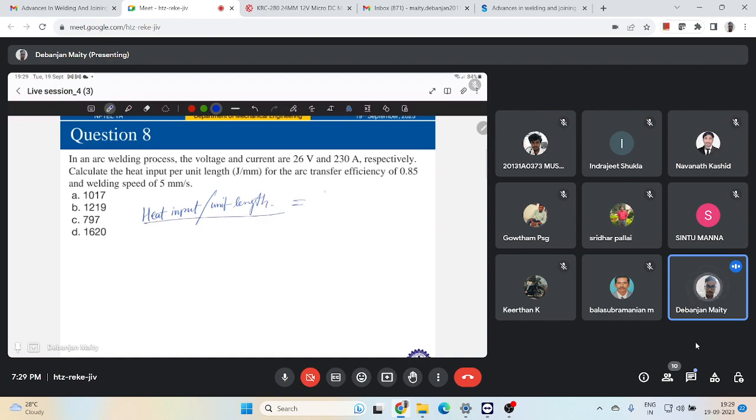That is defined as Q by V: my total heat flux which is coming in, divided by the welding speed. Now what is the total heat flux coming in? You have your voltage, your current, and your arc transfer efficiency, divided by welding speed. All values are provided. 0.85 into 26 into 30.5. How much is this coming?